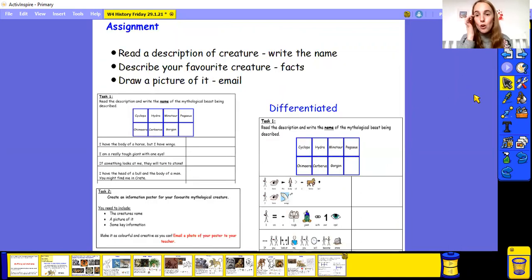So your job today is going to be 2 tasks. So you've got 1 task first, which is identifying the creature. So I've written some sentences and I've given you the name so you can spell them correctly of each creature. And you need to identify which creature is being described. So for example, the first one says, I have the body of a horse, but I have wings. So in your head, which creature has the body of a horse and has wings? Identify the name up here and just write it in the box.